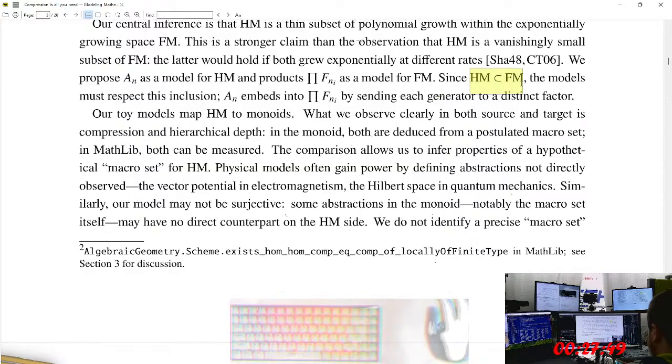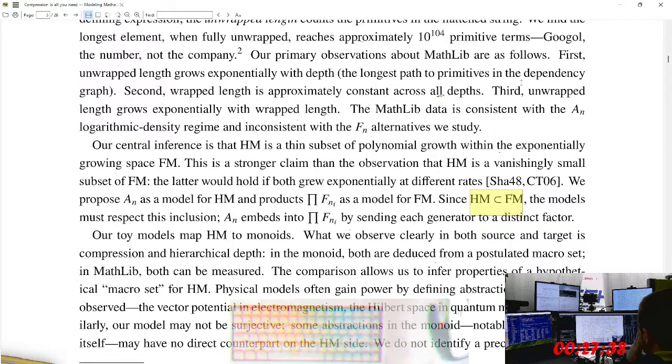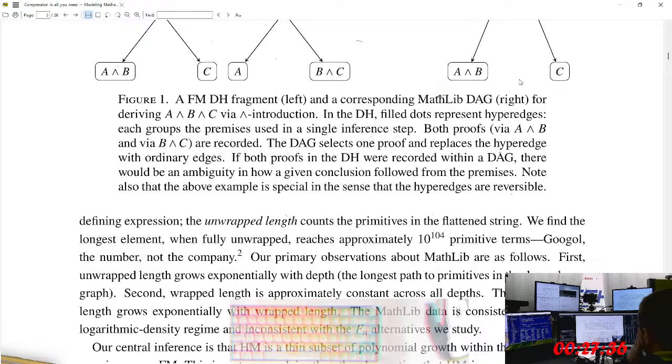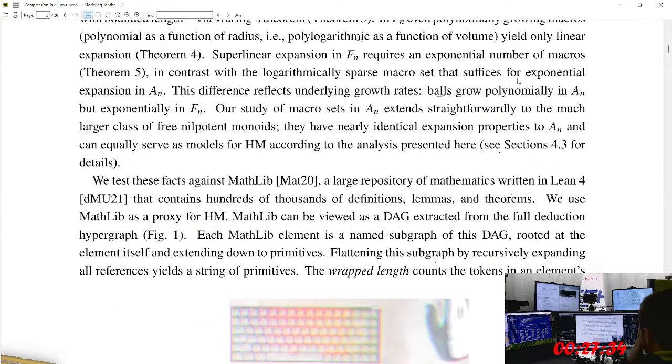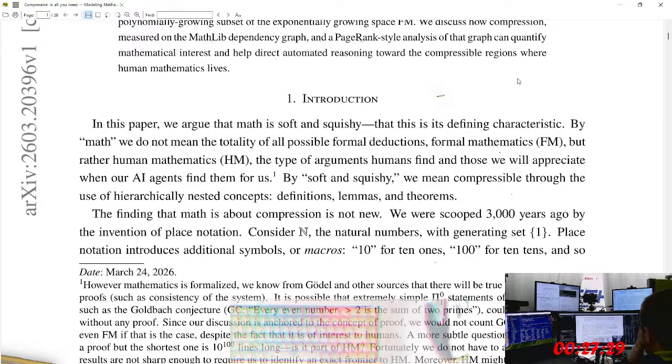So HM and then FM. What were those again? Human math, and then what is FM, formal math? Formal mathematics. What's the difference between formal mathematics and human mathematics?